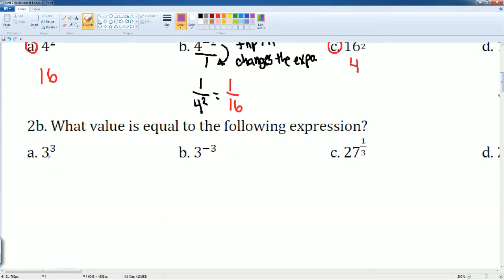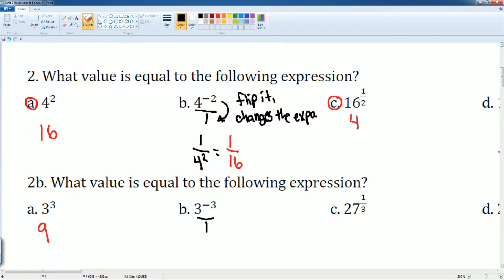Same thing here, but now we're working with the value of 3. If you plug this into your calculator, you get the value of 9. 3 to the negative 3 power, we know we don't like that. So we are going to, like I said, flip it. And flip it good by changing the exponent.